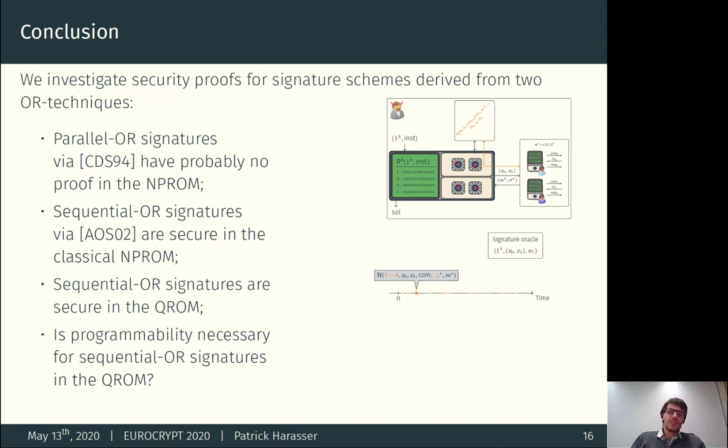Hope still lives on that this is possible for sequential OR signatures, while, of course, our impossibility result in the classical case rules this out for parallel OR signatures.